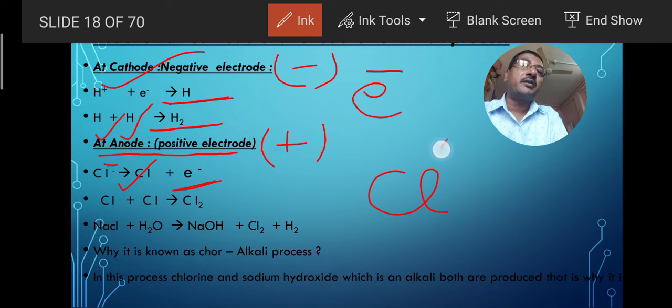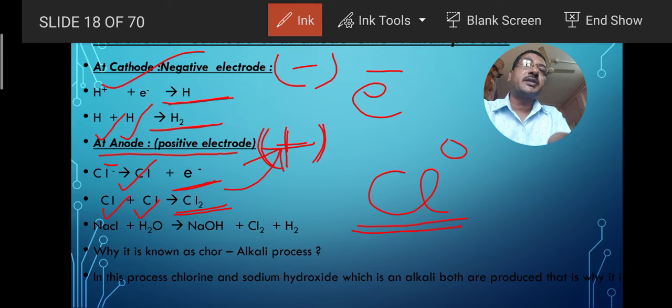Chlorine does not have any kind of charge on it, which means it is a neutral particle, and it will be produced after the chloride ion gives out the electron, because the anode has a positive charge. Positive charge means it will attract electrons. So electrons will move towards the anode, and this chlorine atom will combine with another chlorine atom to produce chlorine gas.